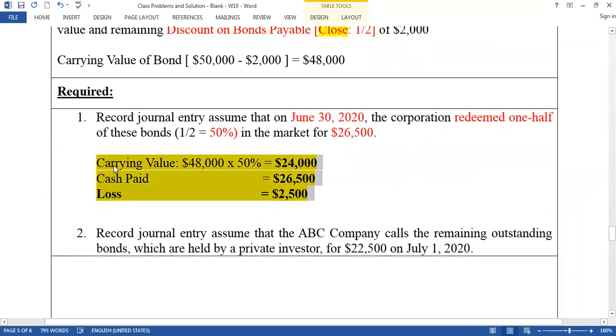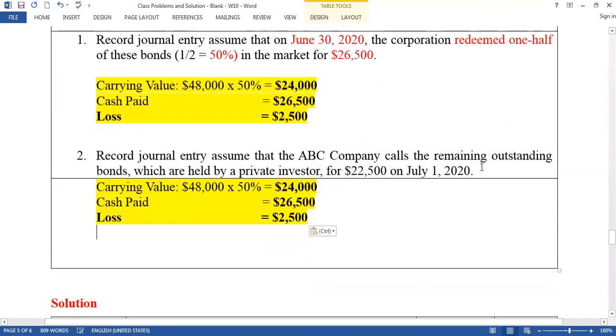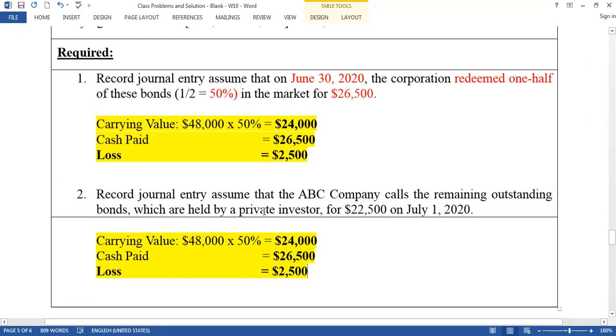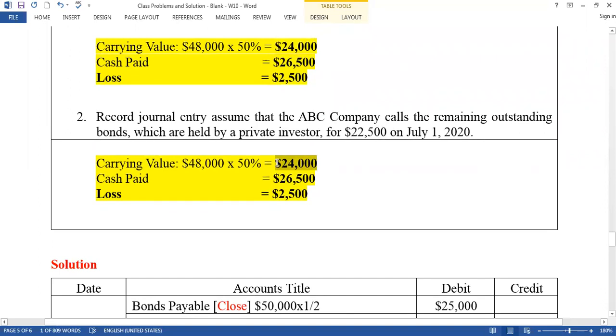Requirement 2 says that the company redeems the remaining bond. What is the remaining? Before, the carrying value was 48,000. You redeemed 50%, 24,000, so now you have another 24,000 remaining. Total is 48. 24,000 is already redeemed, so we have remaining 24, right?